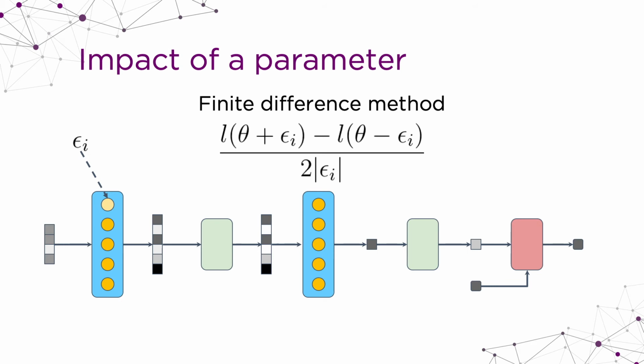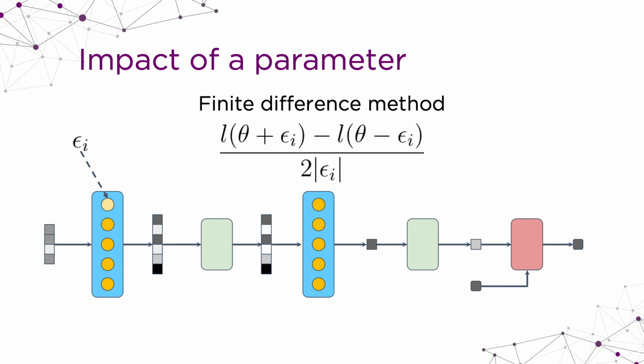For those of you who are familiar with computing this kind of thing in physics, if you want to do it properly, you should probably use this formula. It's the loss for the parameters minus epsilon_i, and we compare it to the same parameters, but with this one plus epsilon_i, and we divide it by 2 epsilon_i. And it's a finite difference method to approximate the derivative, the partial derivative of the loss with respect to the parameter i.